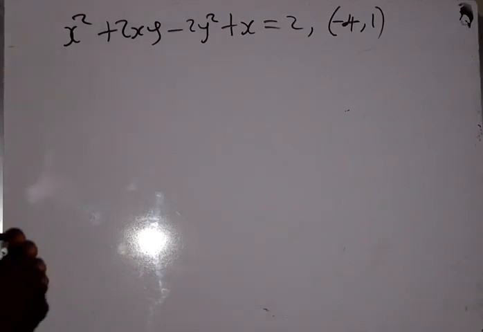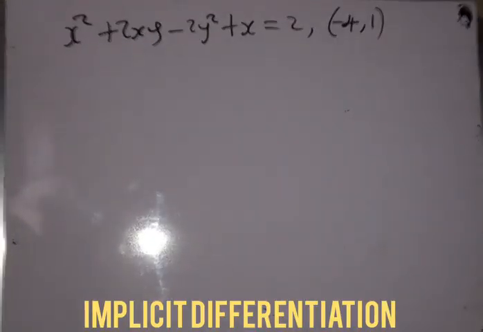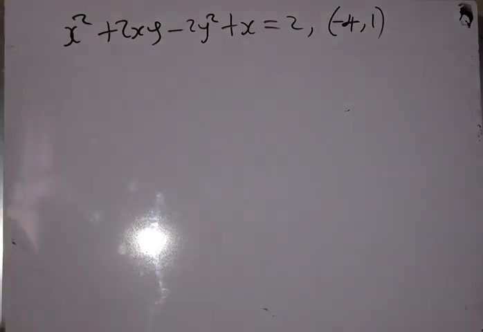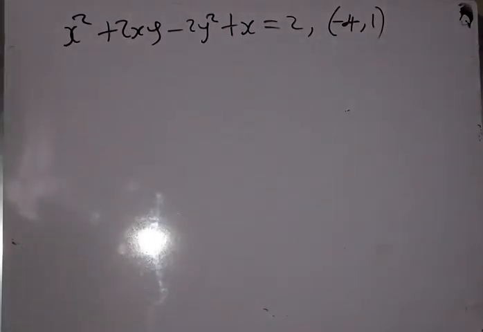An implicit function. An explicit function, from the explicit function, has y only as the dependent variable while the x are independent. They are on the other side. But in this one, both the independent and the dependent variables are mixed together, and we are asked to calculate the gradient at this point. We are to find the gradient at this point. So to do this, this is what we will do.